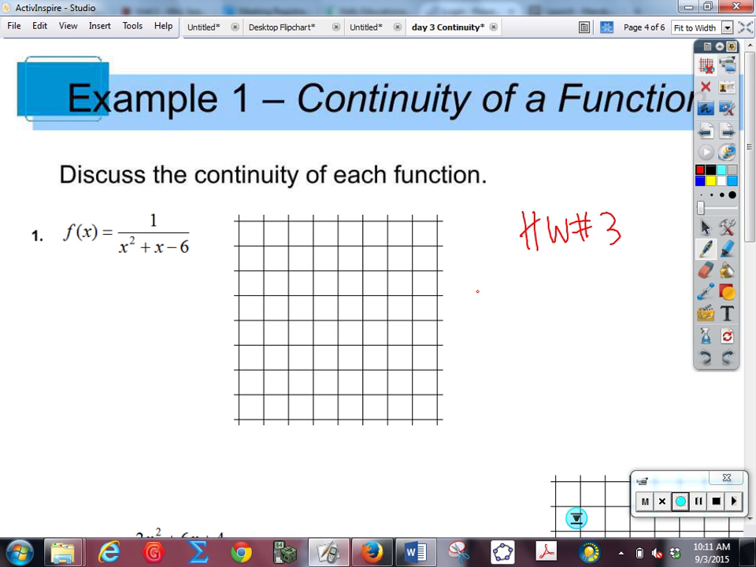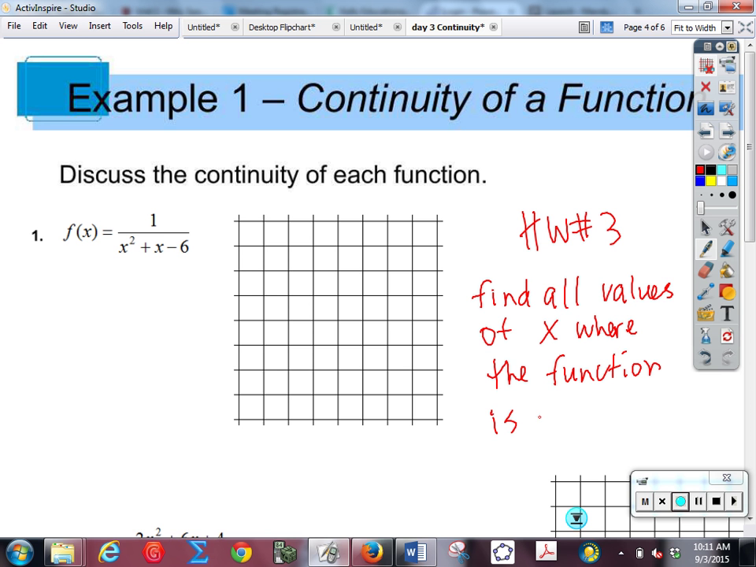So find all values of x where the function is not continuous, whatever you want to write. And then it also says identify the type of discontinuity. So if you only write that once, then you don't have to sit there and write it a ton of times. And if you go back later, you'll be able to see what you were doing.